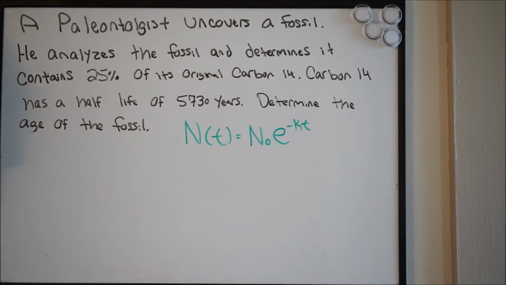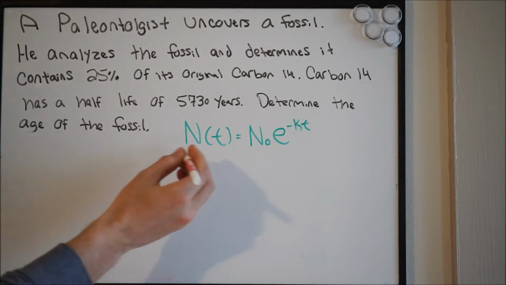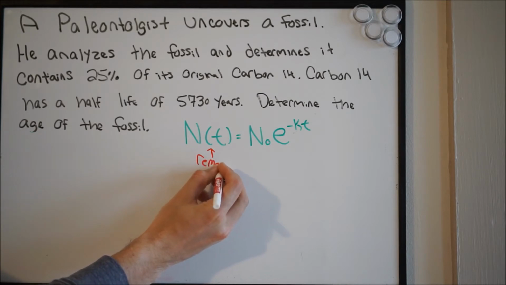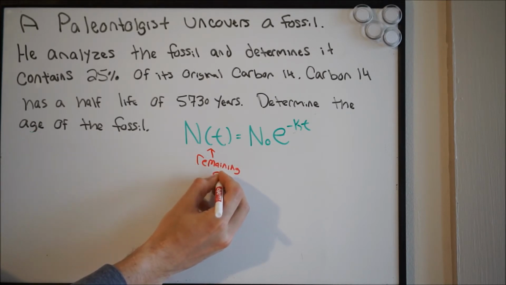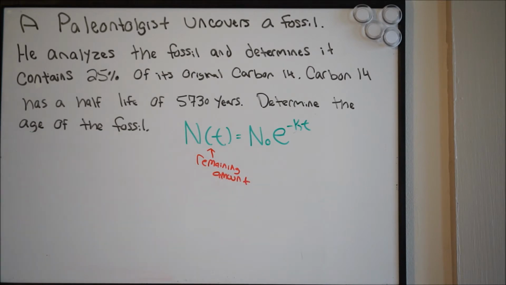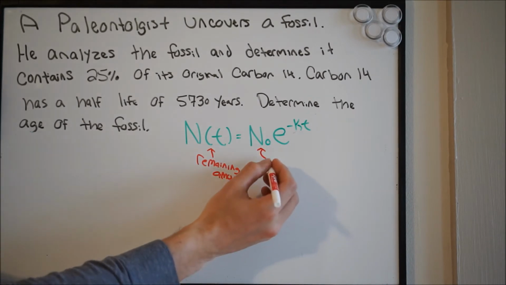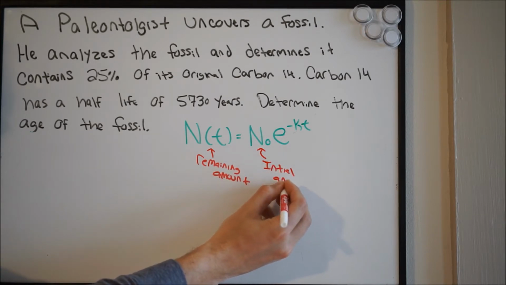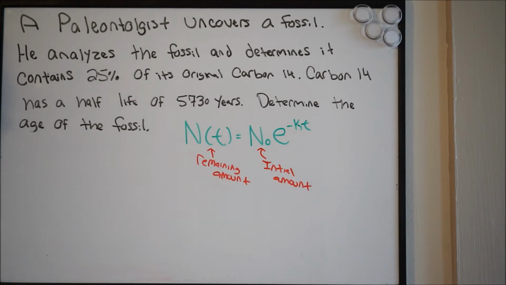And before we start talking about this function, we're going to label the variables on this function. So for example, N of t, we want to know what that is. Well, that's going to be the remaining amount of carbon. So we're going to say remaining amount of carbon-14. This N subscript 0 is going to be the initial amount. And then we just have e, okay?